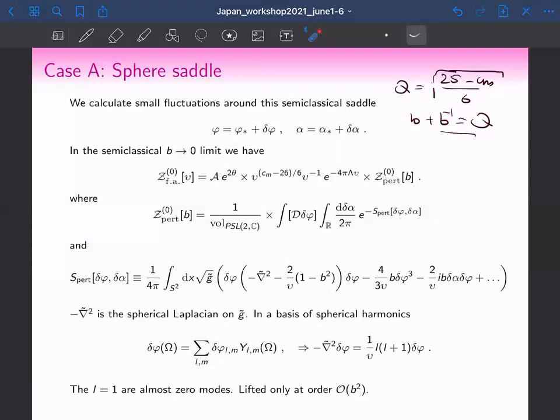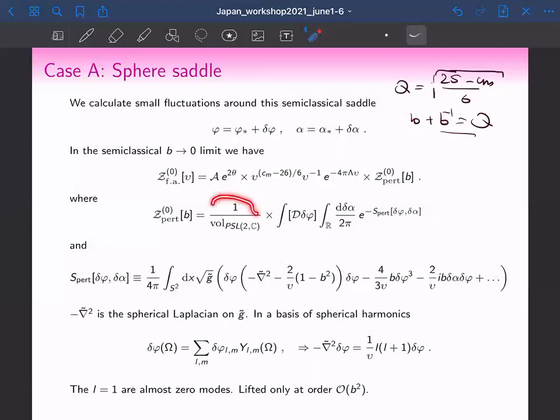And now what becomes very clear here is that the L equal to 1 modes are very subtle. Because if you put this eigenvalue constraint in here for the L equal to 1 modes, this is basically an almost zero mode. So the L equal to 1 modes are very, very subtle. This almost zero mode is only lifted at order B squared, but B squared is very small. So it really seems that we have an almost zero mode in our theory, which is very subtle. However, something is going to help us.